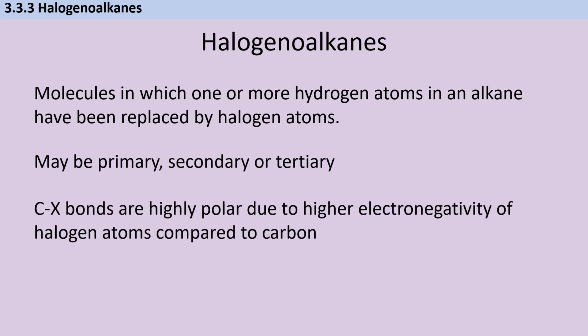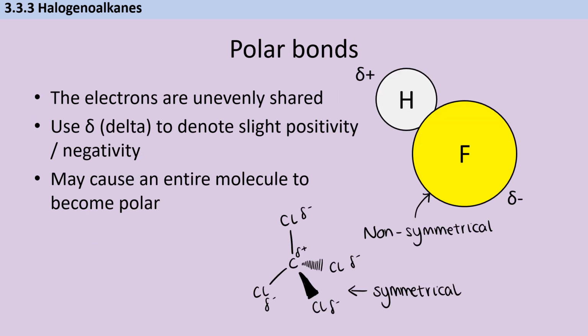You'll have learnt as part of the bonding topic about the importance of electronegativity and how fluorine is an especially electronegative atom. So this means that if you have a fluoroalkane, you're going to have an incredibly polar bond. And this is also true to a lesser degree with the rest of the halogens. In a polar covalent bond, the electrons are unevenly shared, so they're more distributed towards the more electronegative atom, which in this instance is going to be the halogen.